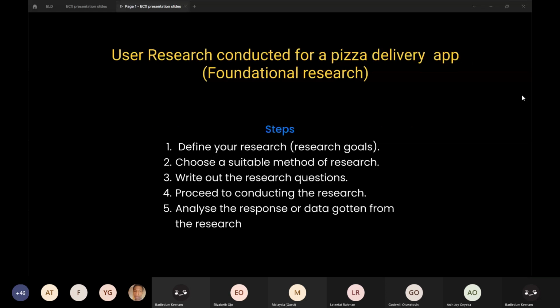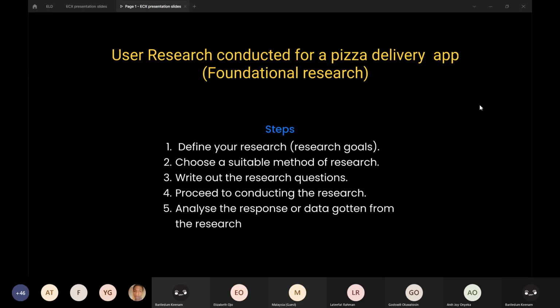So an example of user research conducted for a pizza delivery app. Like I said, user research is divided into three: the foundational research, the design research or tactical research, and the post-launch research. For a product that you want to build, as a designer, you think of a product, or you find a user problem and come up with a likely product that is going to solve the user problem. You conduct foundational research.